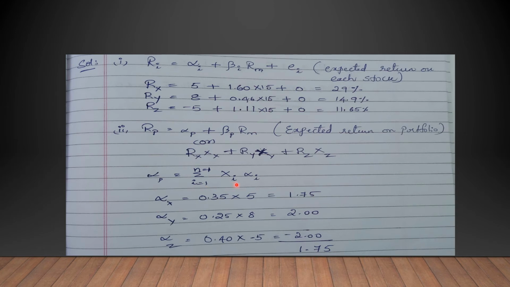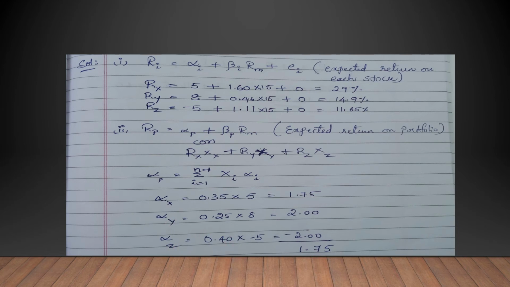So xi and alpha i come for each and every stock. Now, we have three stocks. So the weightage of the 3 stocks into the return, the risk-free return, you have to take. So the alpha x equals 0.35. In the question it is given that the proportion of investment x is 35%, y is 25%, and z is 40%.